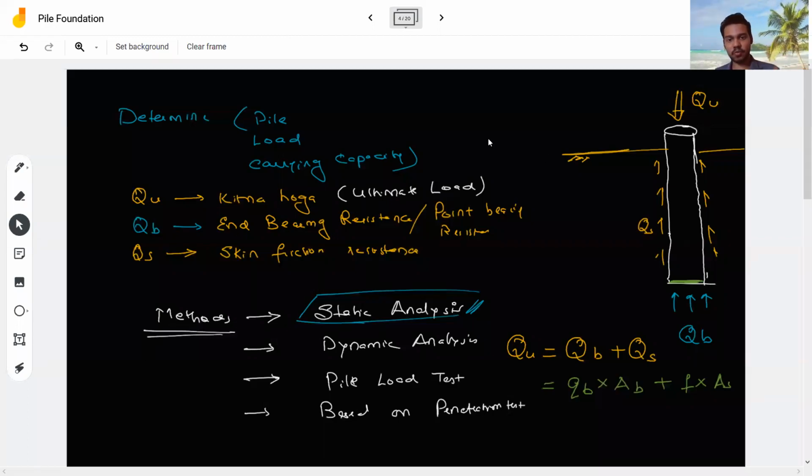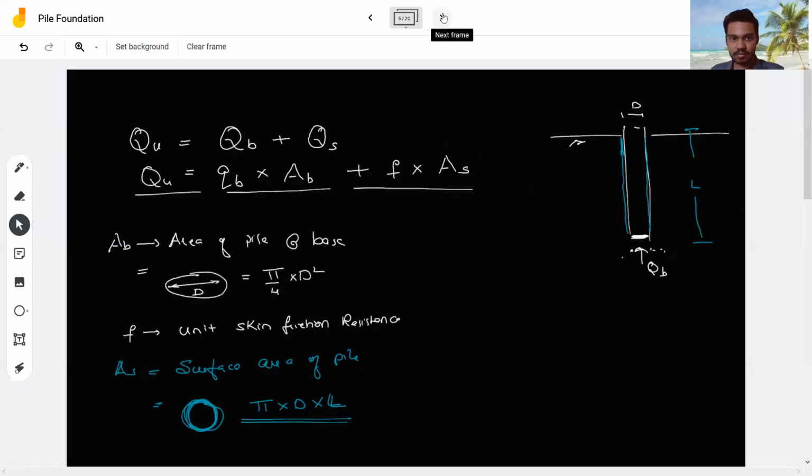Okay. So there are four methods to determine it. One is static analysis, which we are doing now. Second is dynamic analysis, which we'll do afterwards, next week. Then we have the pilot test and the one based on penetration results. What we are doing now is this one.